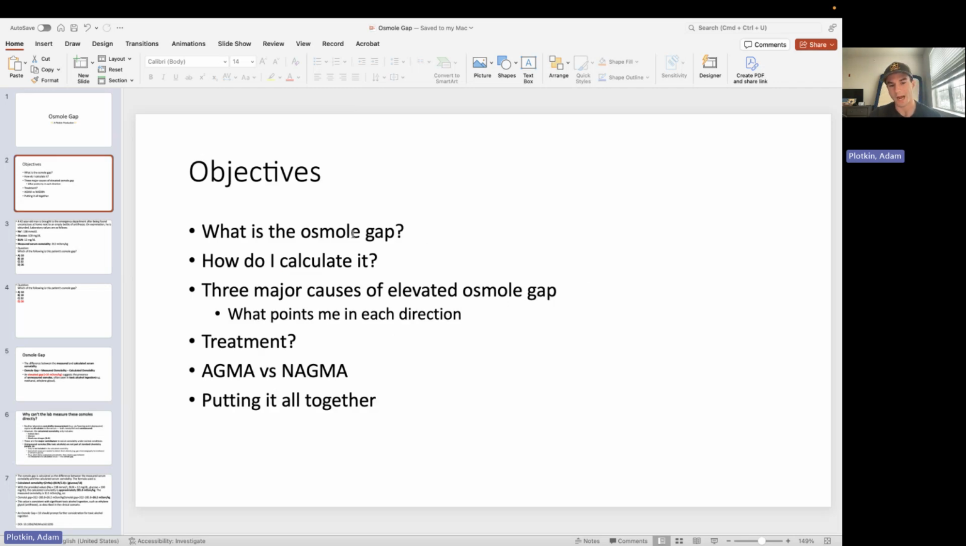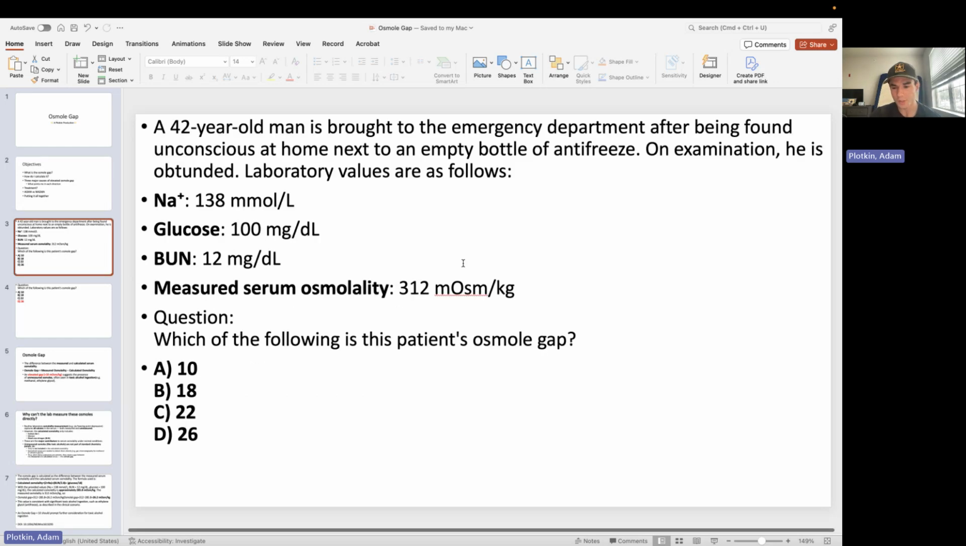So we're going to talk about what the osmole gap is, how we calculate it, what the three major causes of an elevated osmole gap are, and what points me in the direction of each one. What's the treatment? We're going to talk briefly about anion gap versus non-anion gap metabolic acidosis, and then we'll put it all together. So this was a question I posed on Instagram this morning.